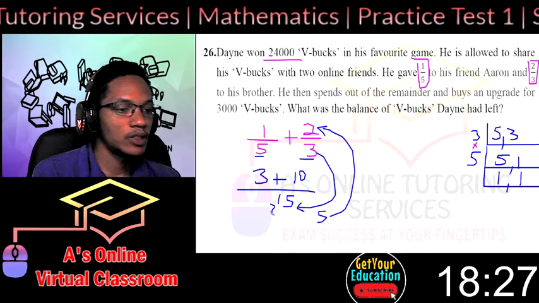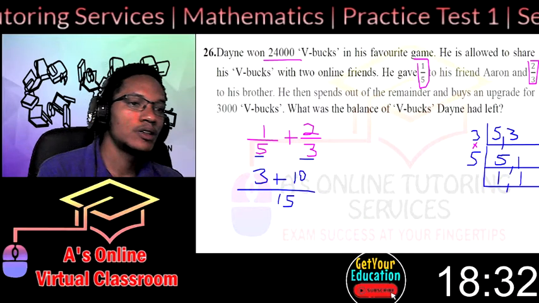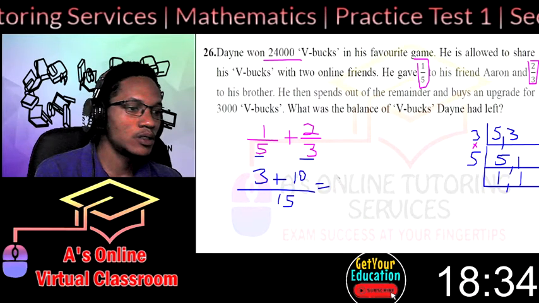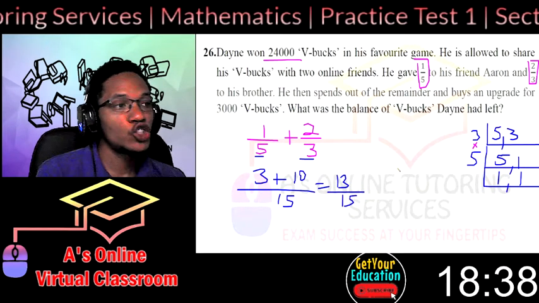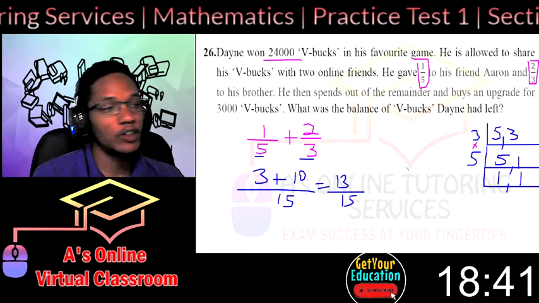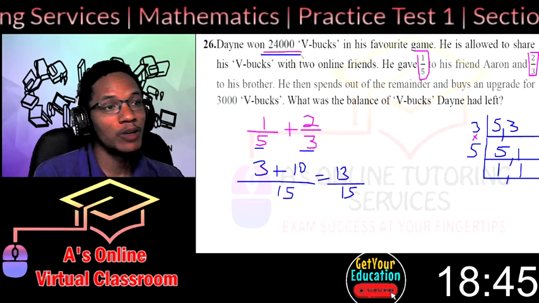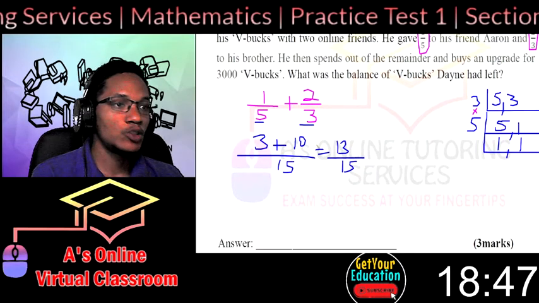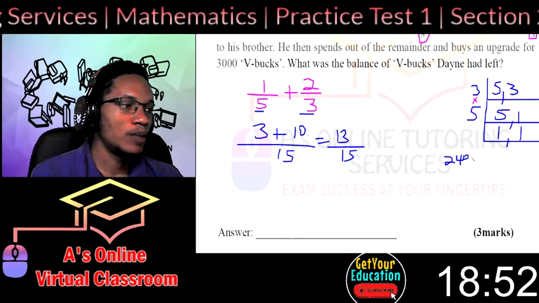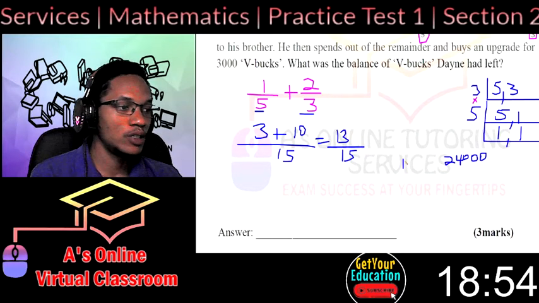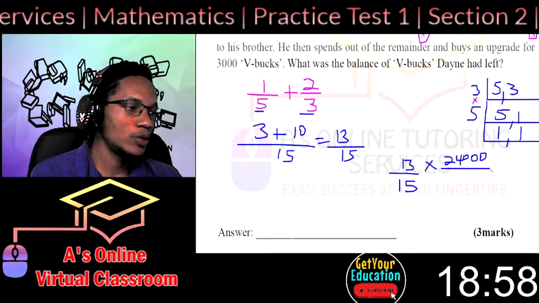And that gives us 3 plus 10 over 15, which will be 13 over 15. So this is how much he gave away. He's very generous. So we can find out in total how many V-Bucks that is by taking 24,000 and multiplying that by how much he gave away. So what amount of the fraction did he give away?